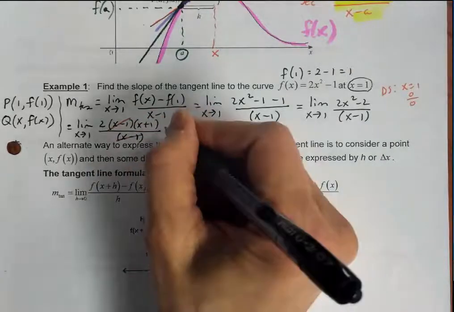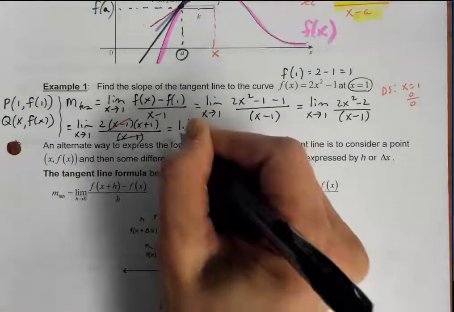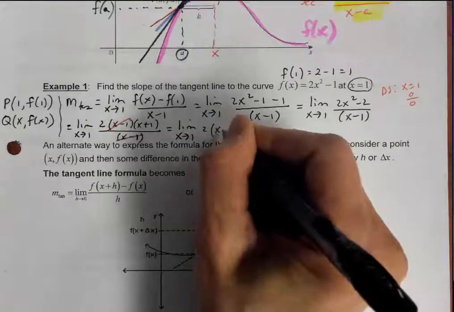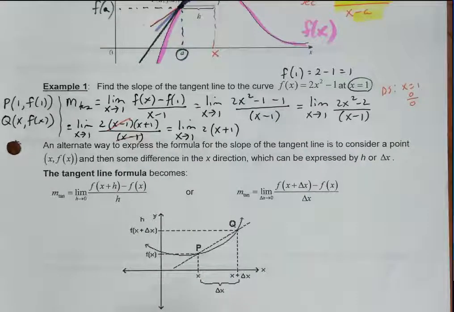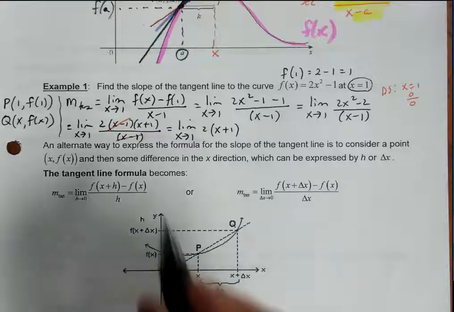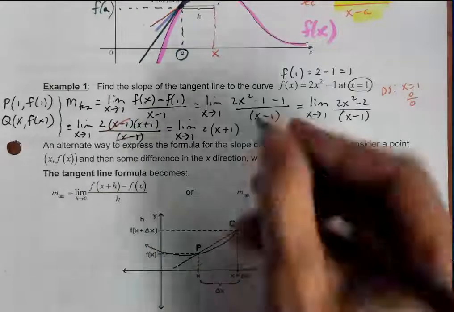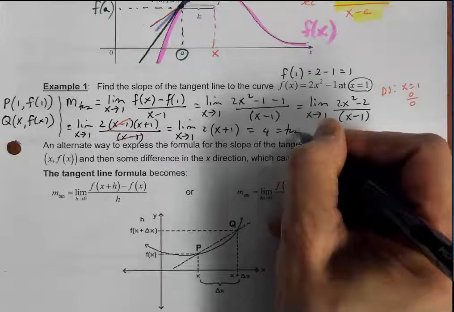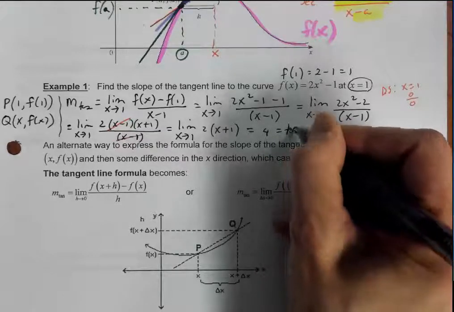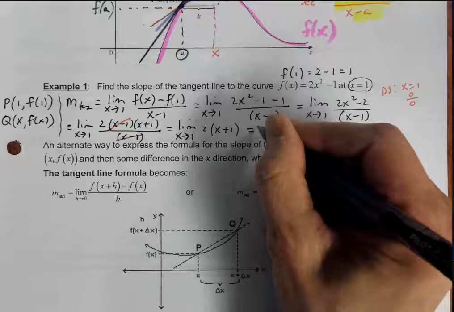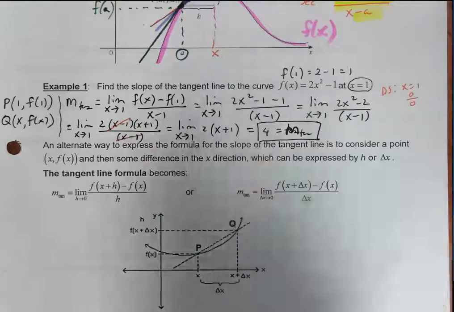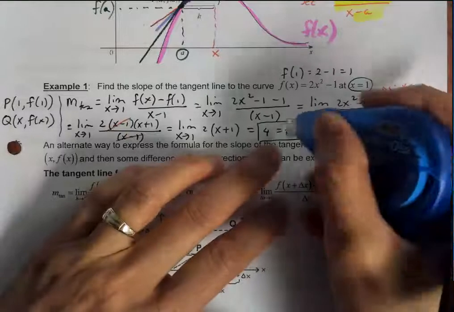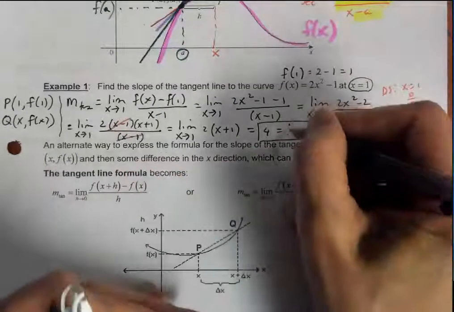And then that gives me the limit, where x is approaching 1, of 2 times the quantity x plus 1, at which point I can do direct substitution. In other words, take the limit. So let x equal 1, and then drop the limit, so my answer is 4, and that gives me the slope of the tangent line. Okay, so that's what it is in terms of the actual value of the slope. Let me clean that up a little. So this is going to be the slope of the tangent line.